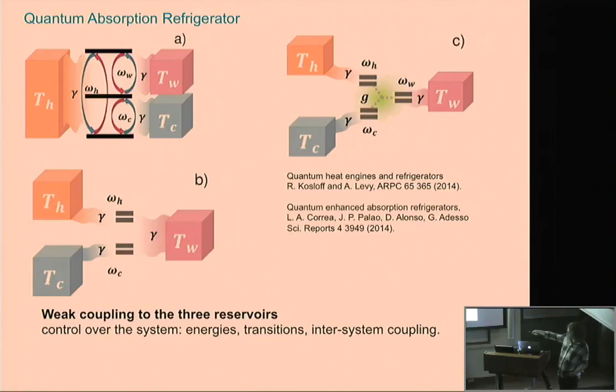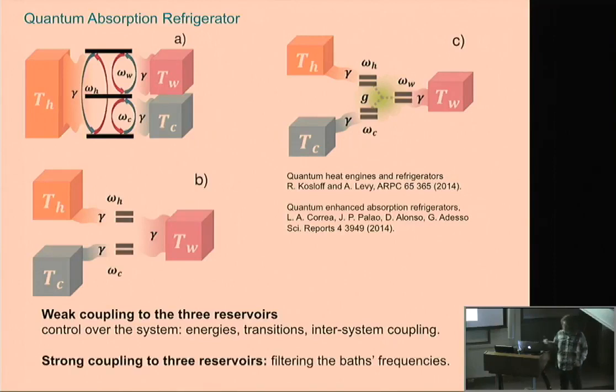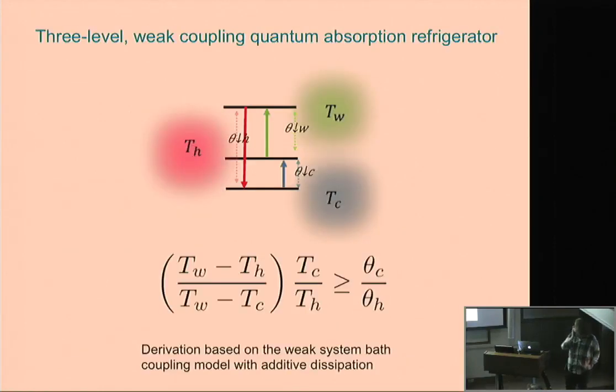So again, in the weak coupling assumption, if you do want to realize an absorption refrigerator, you have to control your system, you have to control the energies, the transitions, and the coupling has to be weak. What we are going to do is have just a qubit. There is nothing to control, so we are going to manipulate our reservoirs and essentially manipulate the spectral functions of the reservoirs.